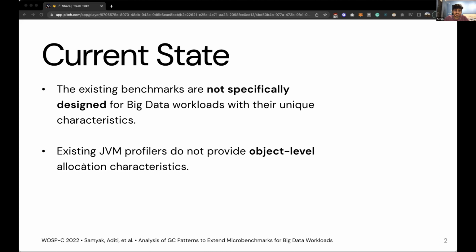Some of the existing JVM profilers do not provide object-level allocation characteristics. The level of information provided by these tools is not adequate to perform analysis on the lifetime of objects. For example, if we need to figure out if one class of an object allocated in a certain function lives longer than the same object allocated elsewhere, right? This requires individual object data with lifetime, class, and allocation site details.